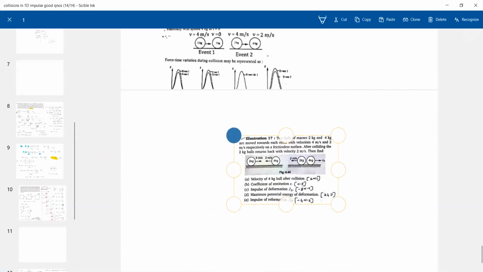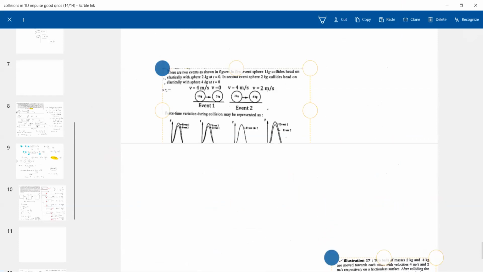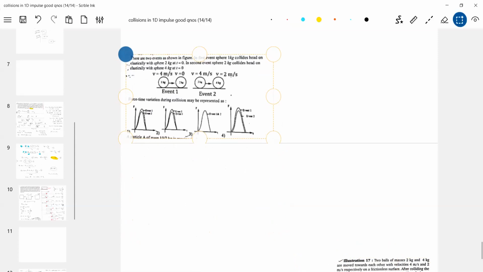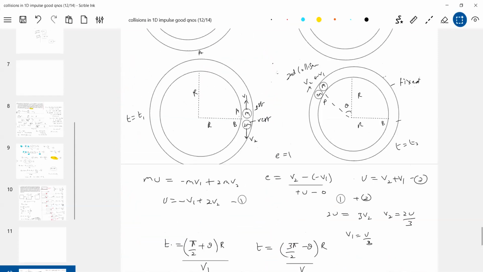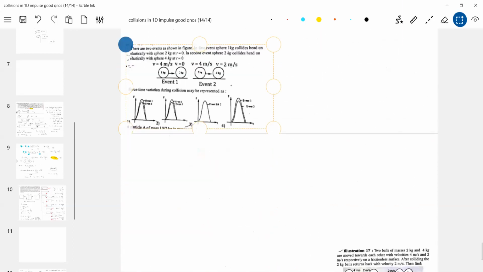So, one scroll up. Fine. Thank you, sir. Okay, now read the question. This is based on the basic collision theory.